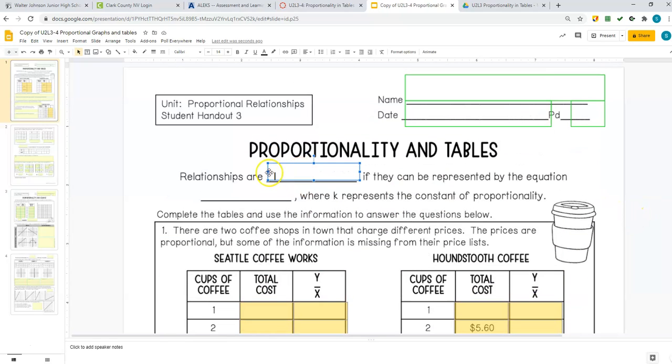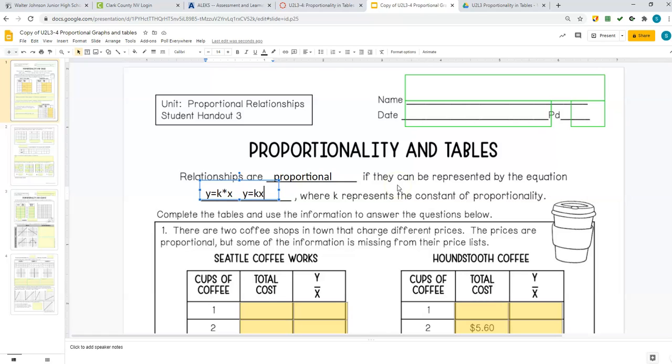Good. So, we're talking about proportionality in tables, and then we're going to talk about proportionality in graphs. Relationships are proportional if they can be represented by the equation, we figured that last time, y equals k times x. Now, often we're actually going to ignore the multiplication symbol and just write y equals kx. Anytime we've got a number next to a letter, or a letter next to a letter, we're going to assume that that means multiply, where k represents our constant of proportionality.